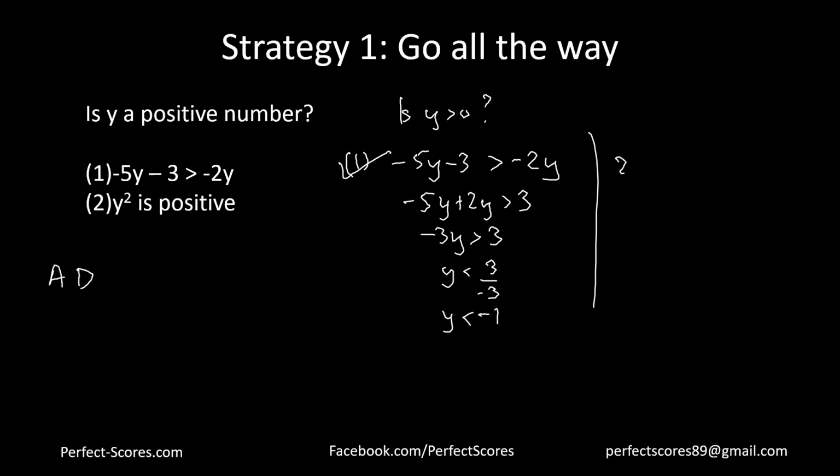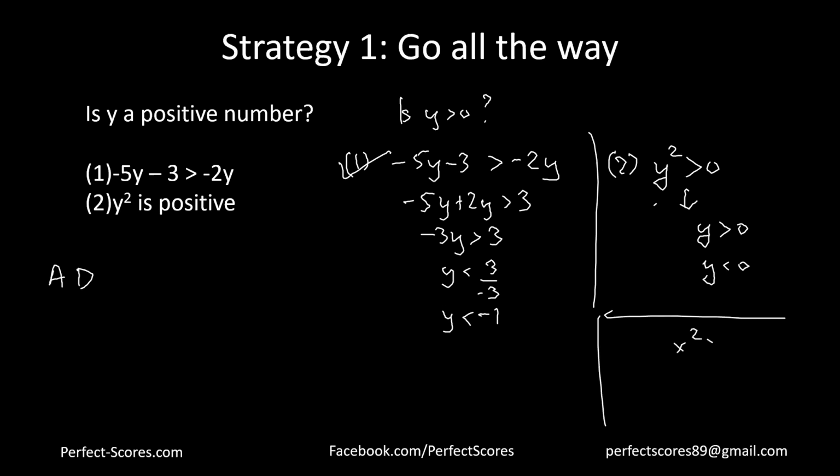Then move on to the second statement. y square is positive. Now, if y square is positive, y can be positive and y can be negative. But what I wanted to say is that whenever you have something like x squared greater than a, this can be broken down to x greater than square root of a or less than negative square root of a.